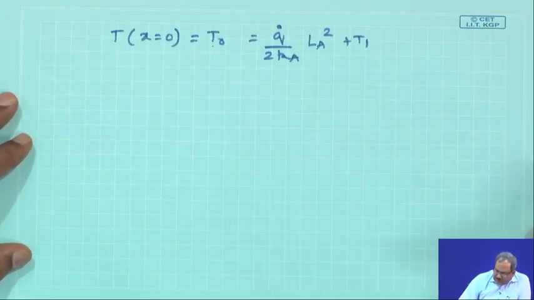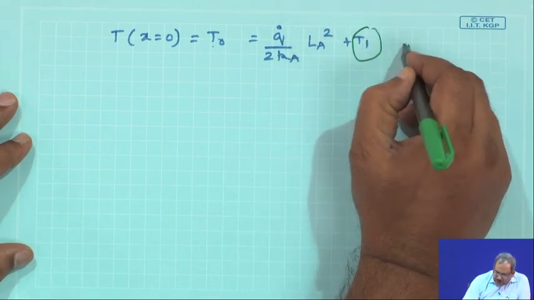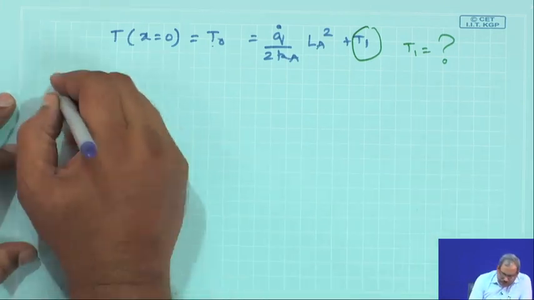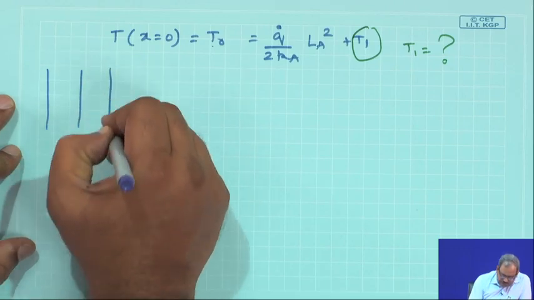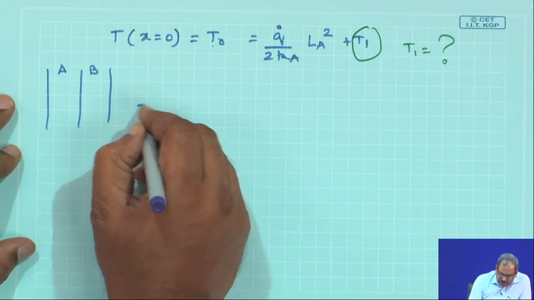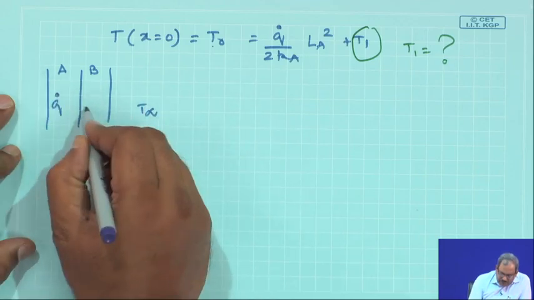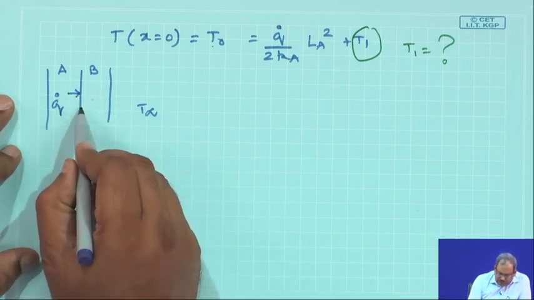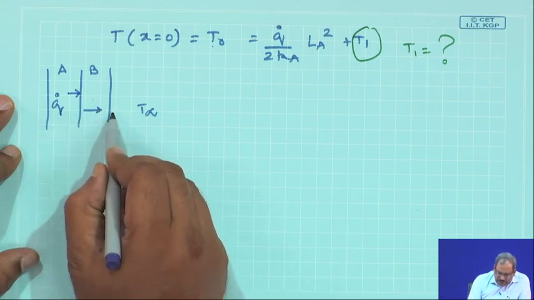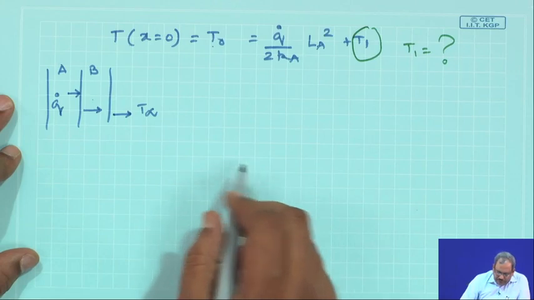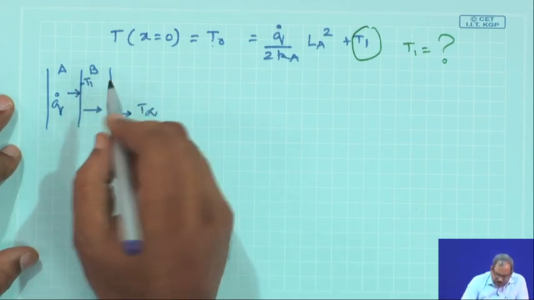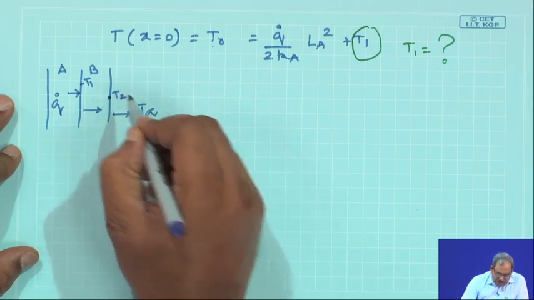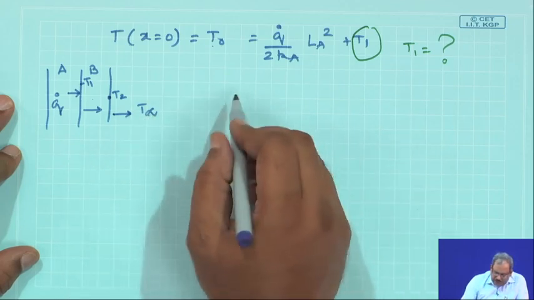So, this is what the form is going to be. But the problem still remains that I do not know what T 1 is. How do I find out T 1? T 1 is unknown to me. So, in order to find T 1, I draw the picture once again. So, this is A, B, and you have T infinity over here, and you have some q dot in this, but no q dot in here. So, the heat has to flow in this direction, the same heat will flow in this direction and also to the fluid. So, the temperature over here is T 1. The potential at this point is T 1, the potential at this point is T 2, and the potential at this point is T infinity.